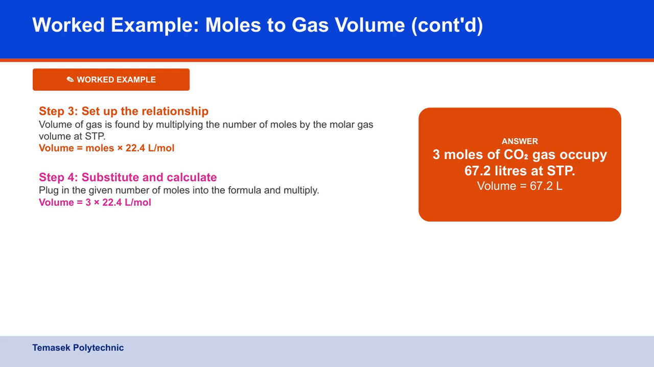Pause now. In step 3, we set up our relationship. At standard temperature and pressure, 1 mole of any ideal gas occupies 22.4 liters. So to find the volume, we simply multiply the number of moles by 22.4 liters per mole. In step 4, we substitute 3 moles into that formula. 3 multiplied by 22.4 gives us 67.2 liters. That means 3 moles of carbon dioxide gas occupy 67.2 liters at standard temperature and pressure.